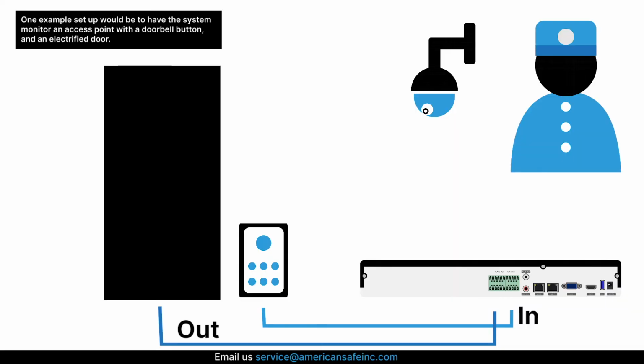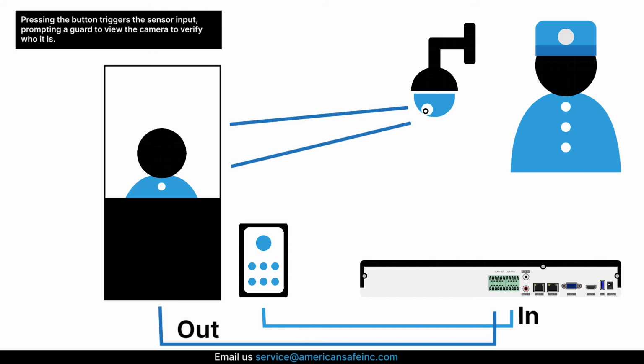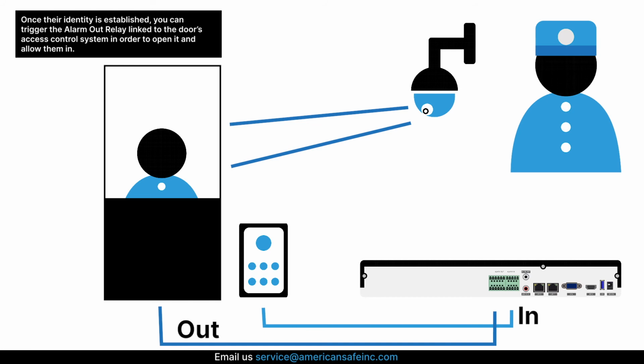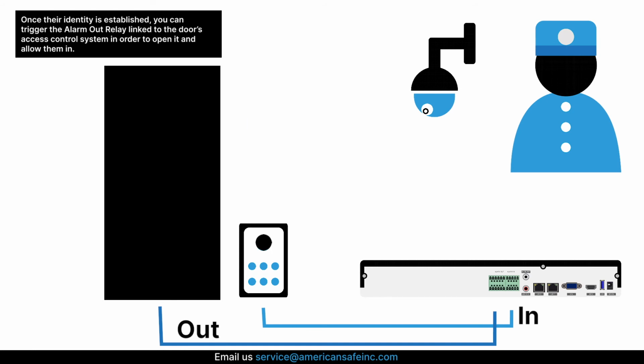One example setup would be to have the system monitor an access point with a doorbell button and an electrified door. Pressing the button triggers the sensor input, prompting a guard to view the camera to verify who it is. Once their identity is established, you can trigger the alarm out relay linked to the door's access control system in order to open it and allow them in.